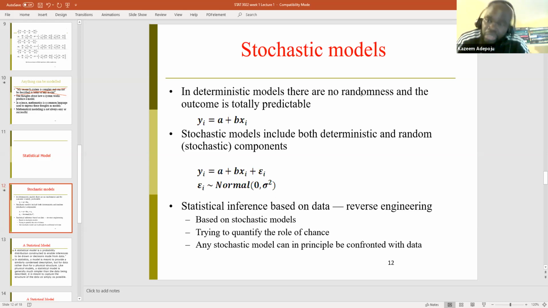Okay? But let me tell you something. Most things in reality are not deterministic. They are stochastic in nature. Why are they stochastic in nature? I'm going to tell you right now. We got two environments in the world. We got a certainty environment and we got an uncertain environment.